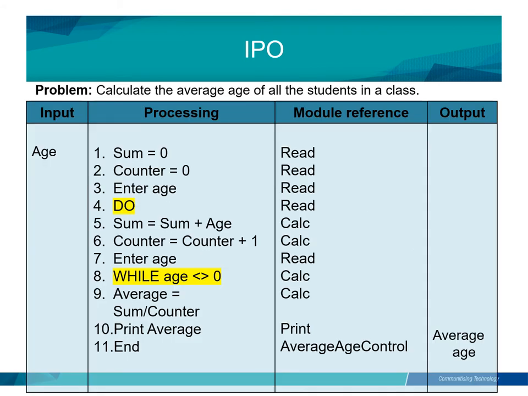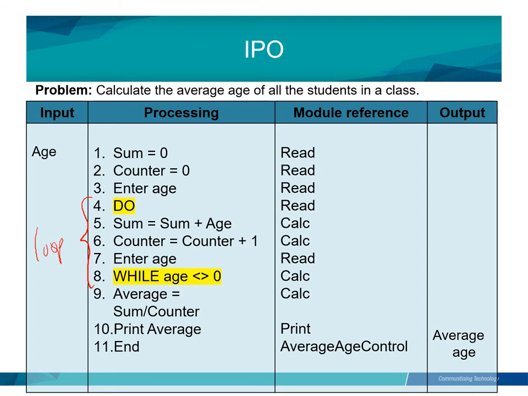Once we have an interactivity chart, we can do the input, processing and output for this table. So we have a processing part using several variables, which are sum, counter, and also the average. Try to look at line number 4 and also line number 8. Line number 4 until line number 8 are the lines that reflect the loops.